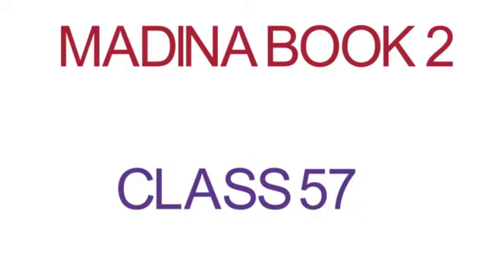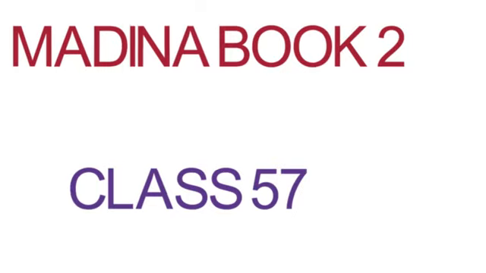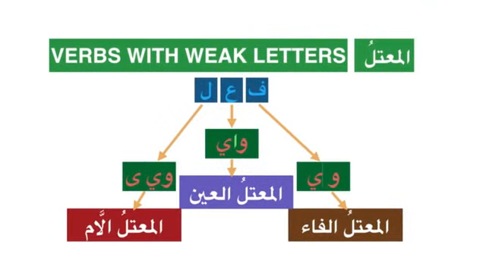What we're going to do is learn about an-naqis fa'l, the weak verbs which have the lam kalima as the weak letter. So let's go to our class. If we just bring up quickly the chart which you're using here.